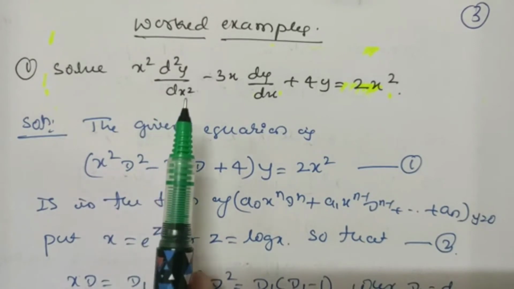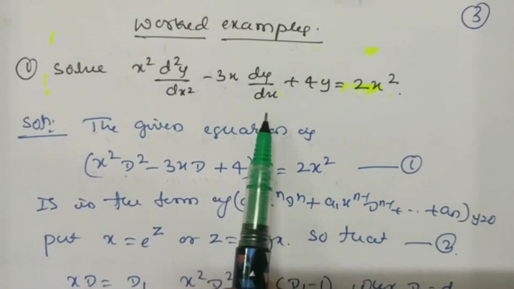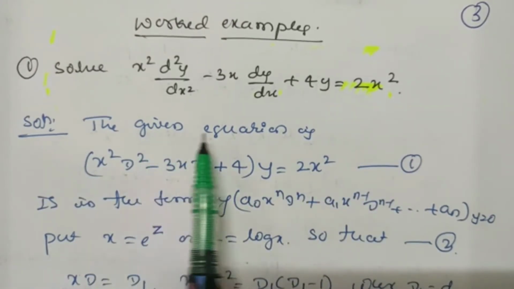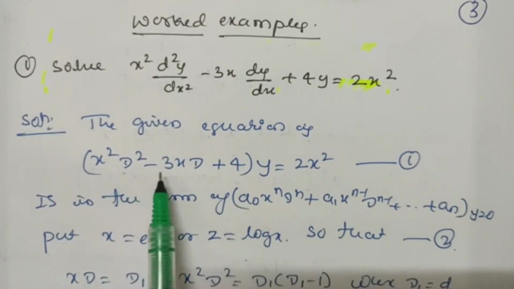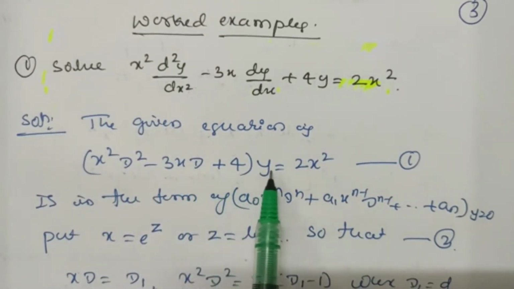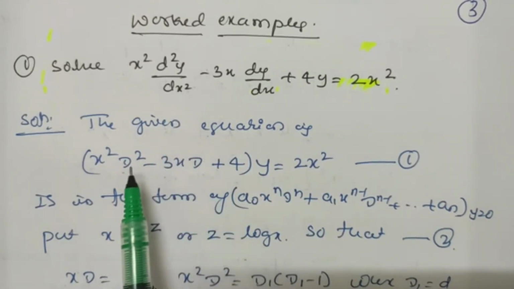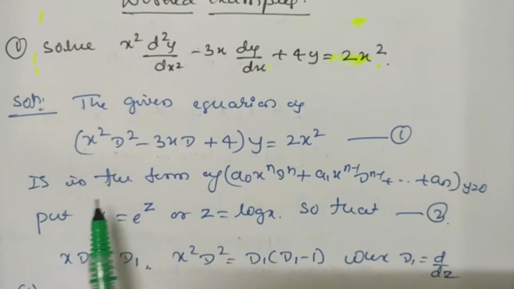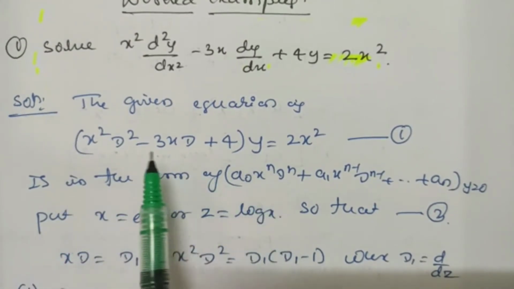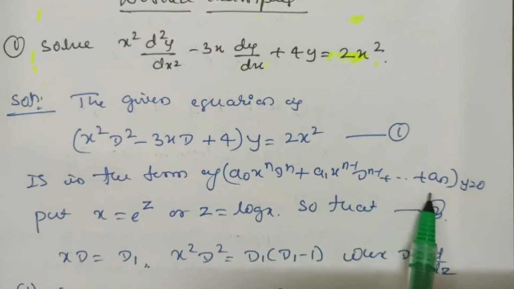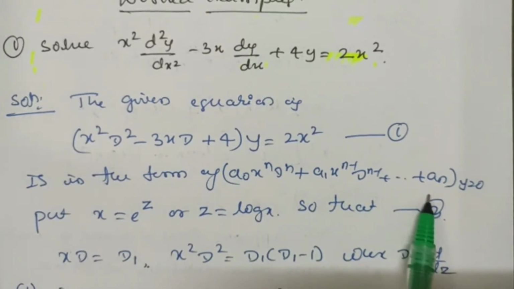Solve x square d2y by dx square minus 3x dy by dx plus 4y is equal to 2x square. First we write the given equation as x square D square minus 3x D plus 4 of y is equal to 2x square. This you know, this d by dx is D, D square, etc. So now it is in the form of a naught x to the power of n D to the power of n, which is a linear differential equation with variable coefficients.